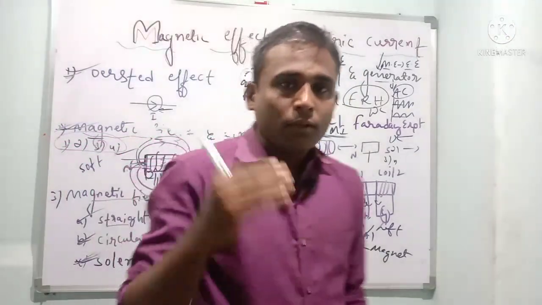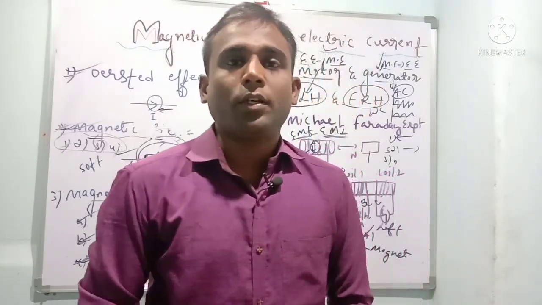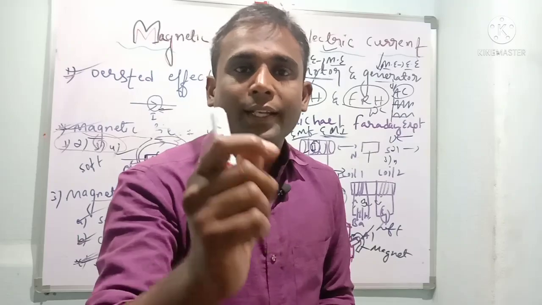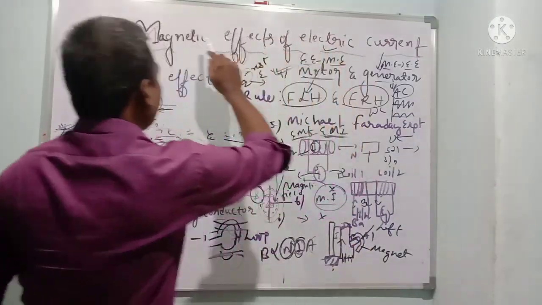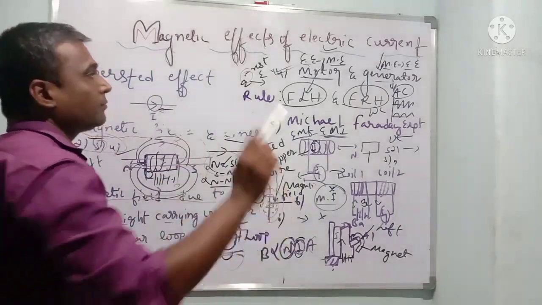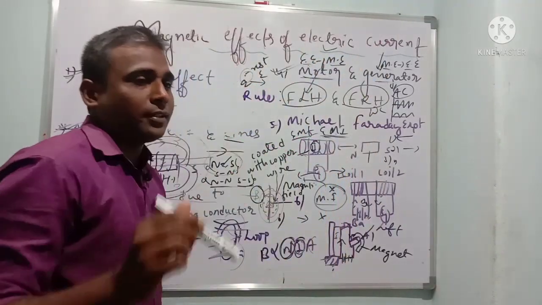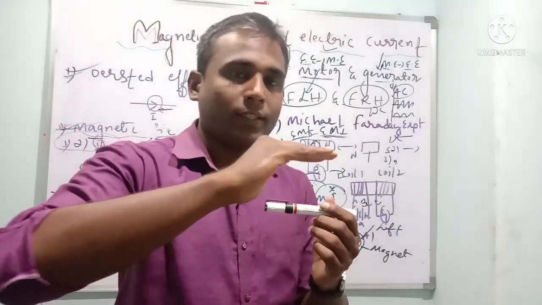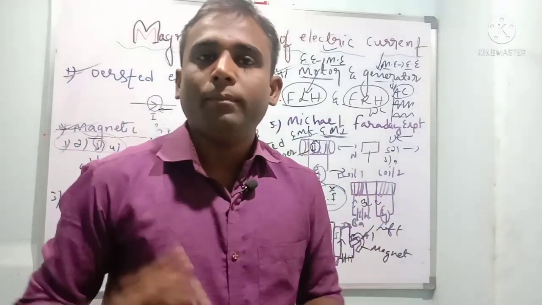As we know, what is electric current? The rate of flow of electric charges is called electric current. So electric current is going to produce a magnetic field, and that is called the magnetic effect of current. It's very simple. Whenever we pass current through a wire, around it, it is going to produce a magnetic field.